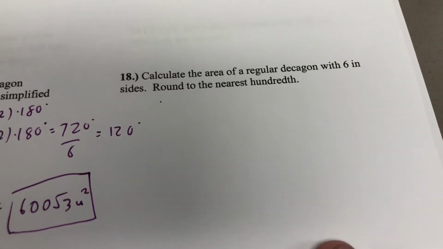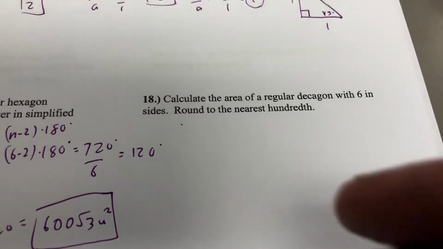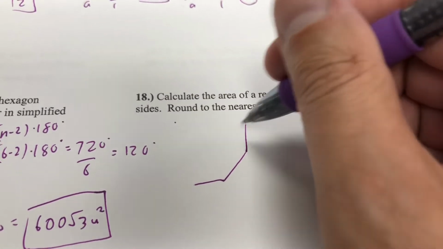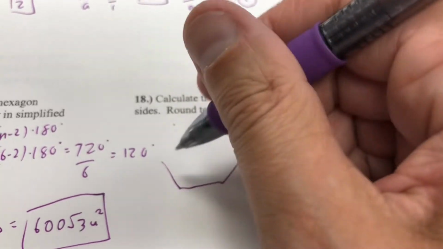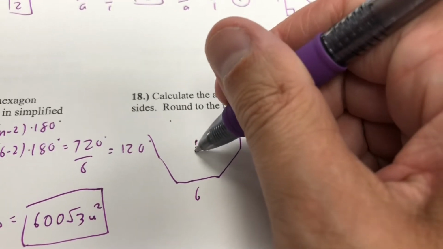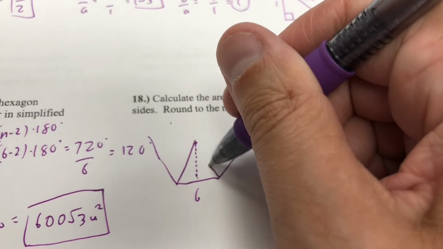All right, 18, calculate the area of a regular decagon with 6-inch sides. I'm not going to draw all the sides here. I'm just going to draw a piece of the shape, something like this. We've got 6 unit sides. The apothem is going from the center down to the midpoint of a side, creating a triangle.